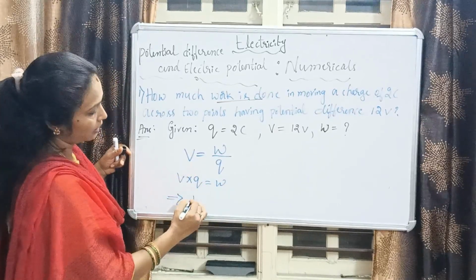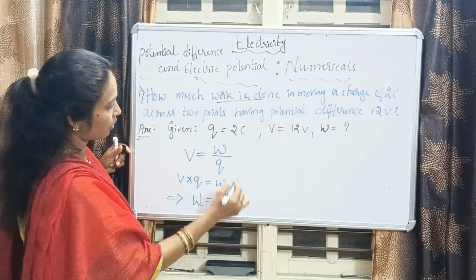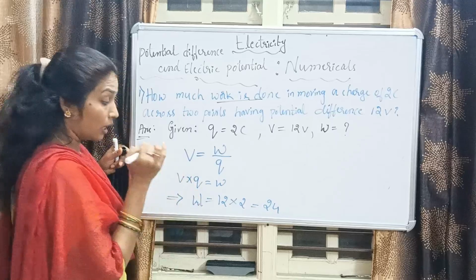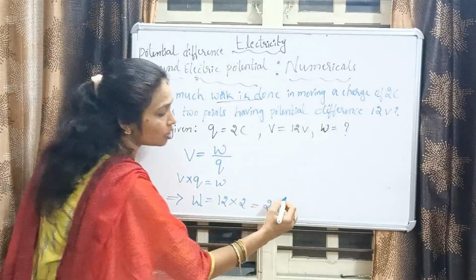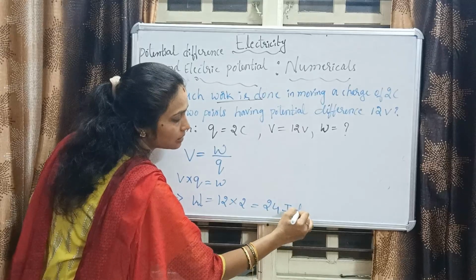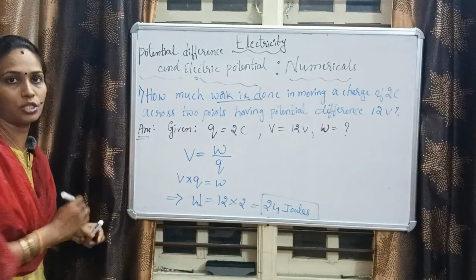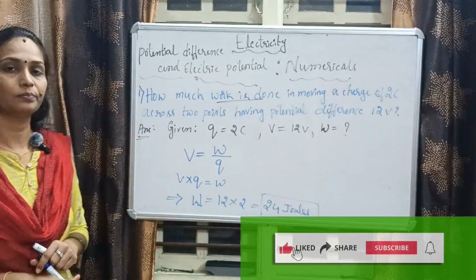It implies W is equal to, what is V, guys? 12. And what is Q, guys? 2. That is equal to 24. Work done is always measured in terms of joules. What, guys? Joules. So what is your answer? 24 joules. Please note down this. This is very important.